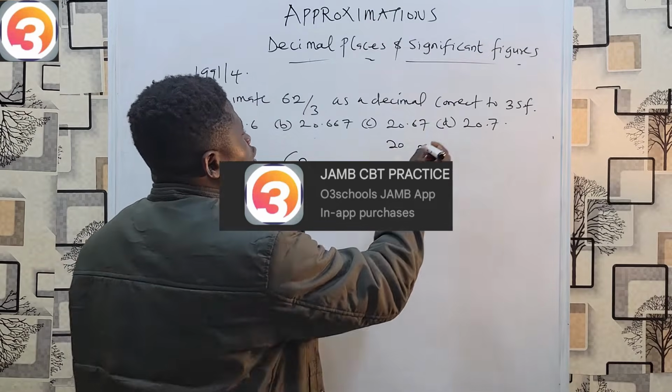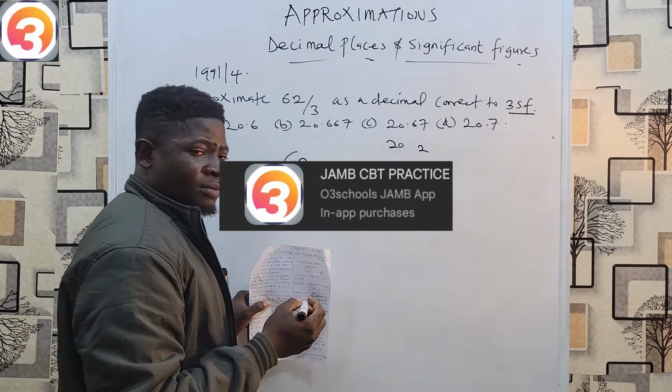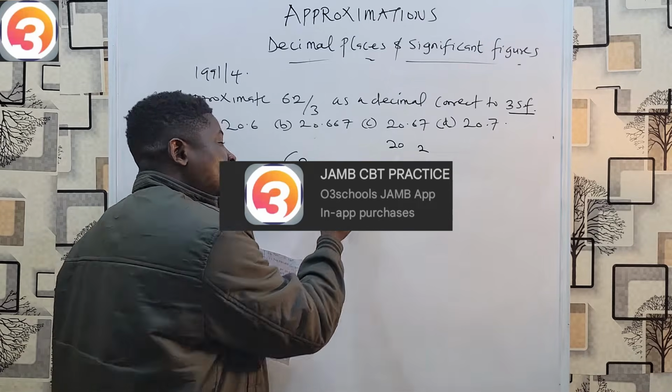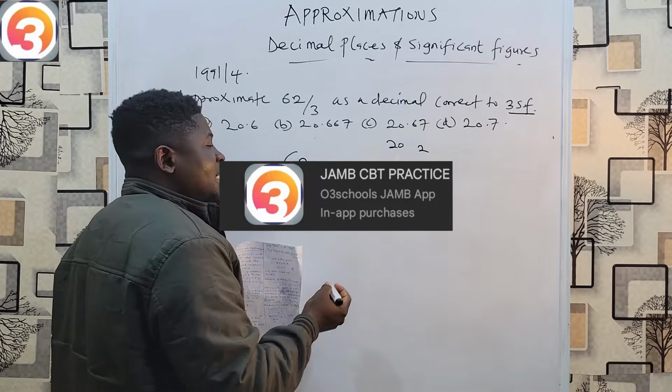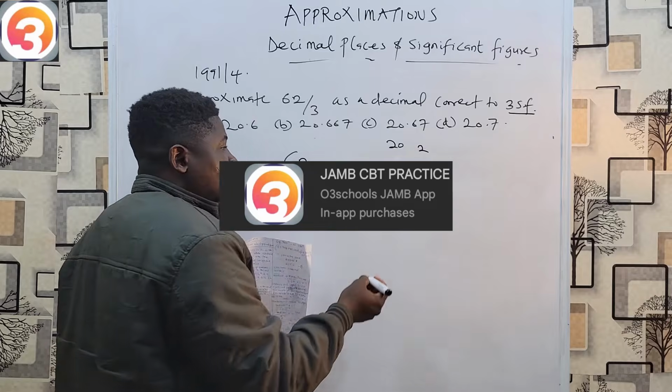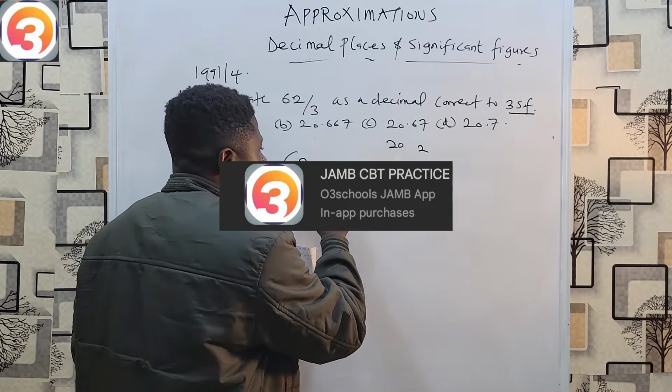Now, they told us to correct to what? 3 significant figures. Is this 2 significant? The first question I asked: is this 2 significant? Yes. Is this 0 significant? Yes. Is this 6 significant? Yes. So this is 1, 2, 3.